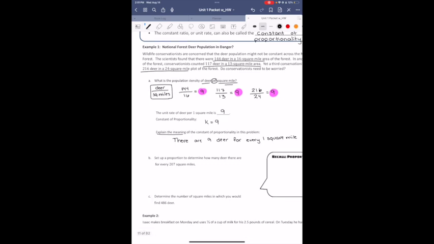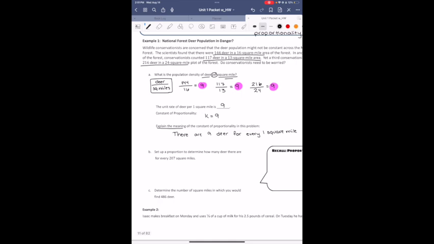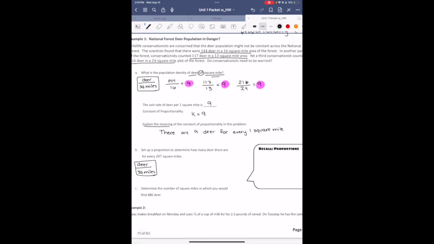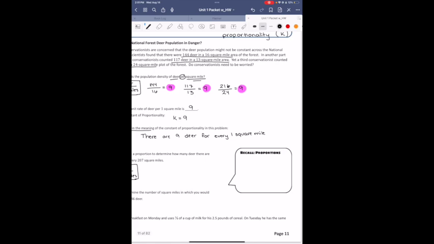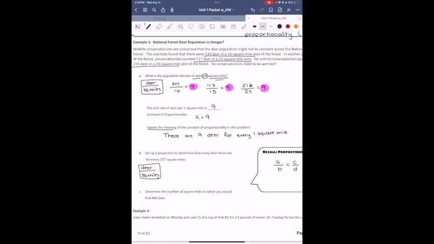Some follow-up questions. Now that we know the constant of proportionality, we can actually answer some other questions. So it says, set up a proportion to determine how many deer there are for every 207 square miles. So before I do anything else, let me just rewrite my label down here. So deer divided by square miles. Now, remember that a proportion, so we're going to go over to our box that says recall proportions. So remember that a proportion is where you have 2 fractions set equal to one another. They are proportional. So they're not just any random 2 things set equal. They're set equal because they have some kind of constant. In this case, it's a constant of proportionality.